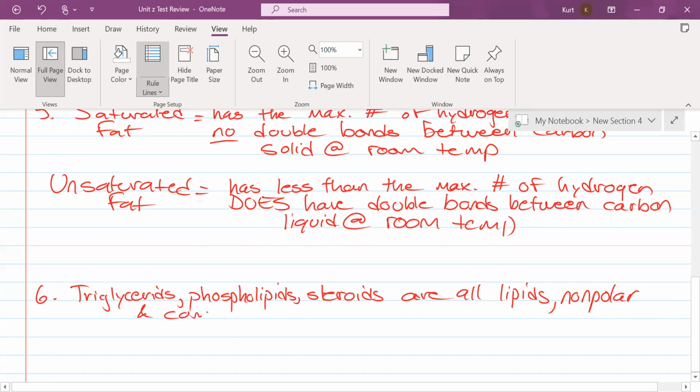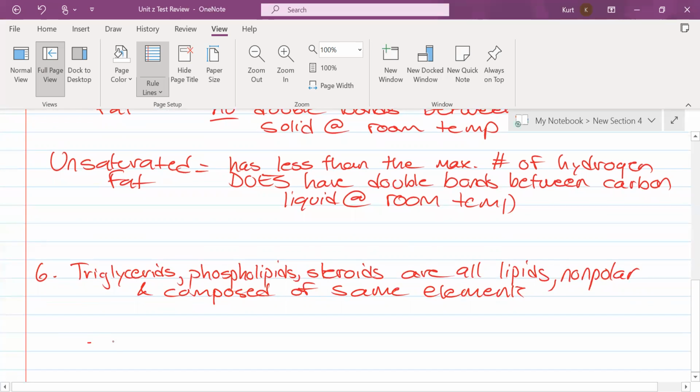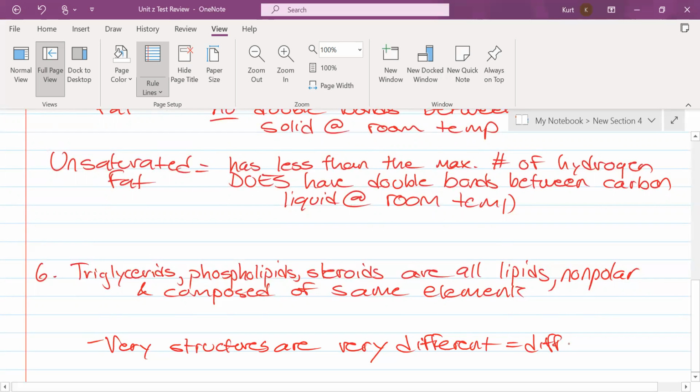And composed of the same elements. How are they different? Well, they all are very different in their structure. They have very different structures. Because their structures are different, what would that say about their function? Yeah, their structures are very different, which means they have different functions.